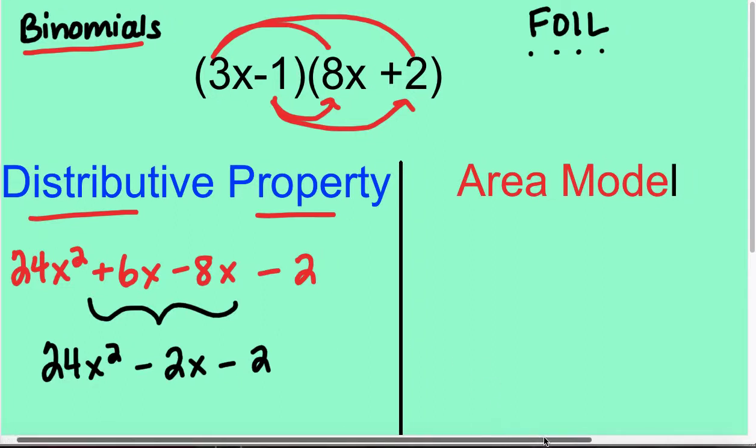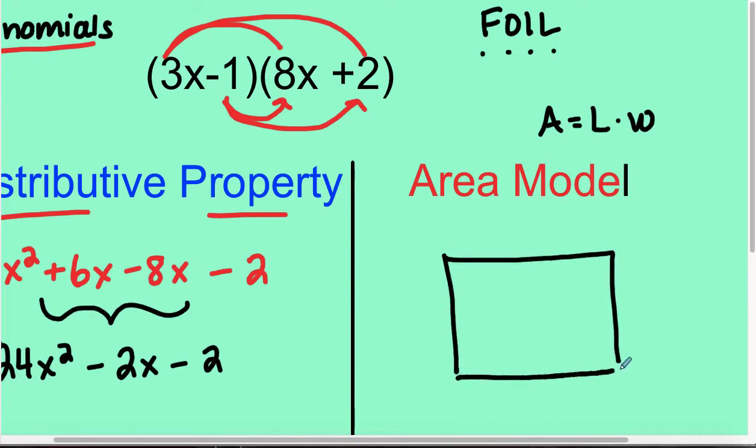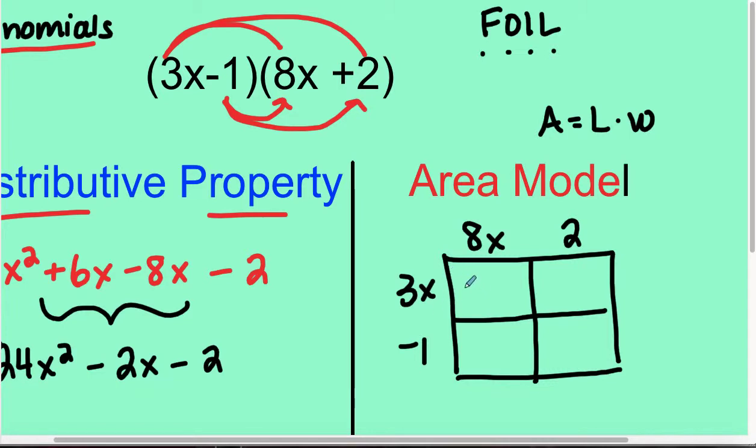There is another way, though. You can use an area model because you know that if you find the area of a rectangle, you do the length times the width. So I actually create a rectangle, and if it's a binomial, I label the top, so 8x and 2 and 3x and negative 1, and I create mini rectangles within that. Then I find the area of each rectangle.